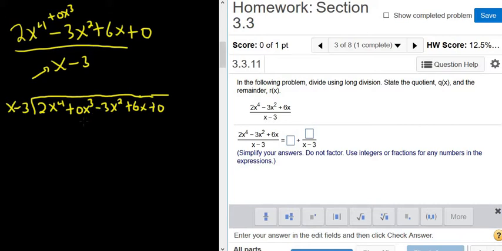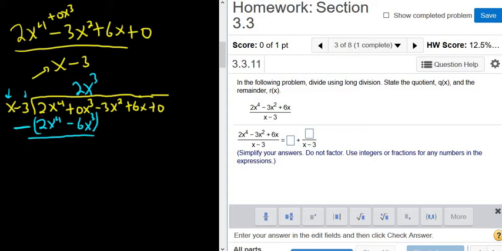All right, now we'll go ahead and start the process. So the first thing you do is you ask yourself, what do you multiply by x in order to get 2x to the fourth? So 2x cubed. And you can line it up with the x cubed term if you like. It makes it easier. Then you multiply the 2x cubed by both of these numbers. So 2x cubed times x is 2x to the fourth. Then 2x cubed times negative 3 is negative 6x cubed. Put a parentheses, and a big minus sign, and then you add.